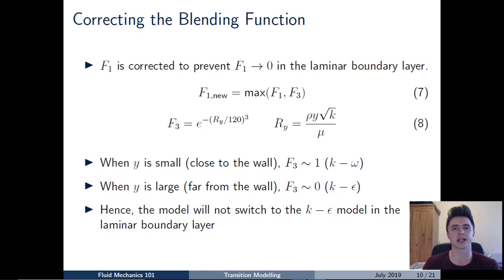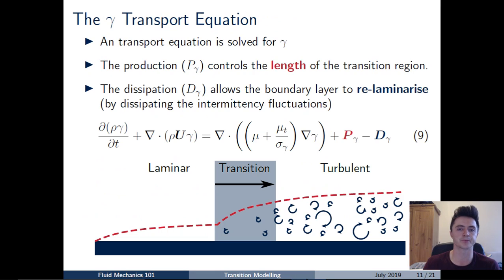But how do we calculate the intermittency function gamma? The way we do it is by solving an additional transport equation for gamma. So in addition to solving for k and omega, we're now also solving for gamma. And the form of the transport equation for gamma is given there in equation 9. We have the standard convection diffusion form of the temporal derivative and the convection term on the left hand side, and then the diffusion term on the right hand side. And what we've got in addition is a production term and a dissipation term.